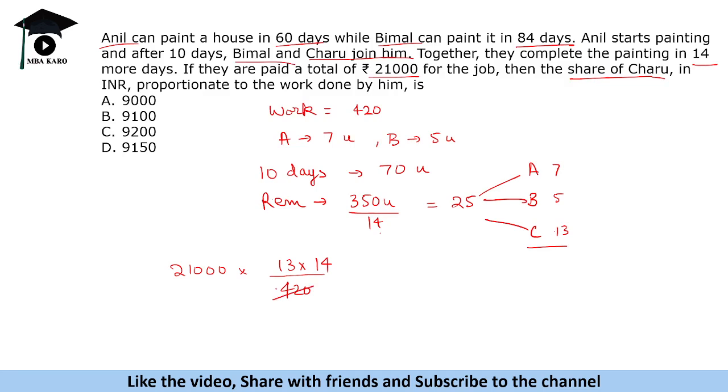If we see this, this is 50 times. So 50 into 14 is 700. 700 into 13, 9100. That will be the answer. Another way to do it is by seeing the options. See, it's a multiple of 13. You can see that this is the only multiple of 13 given in the options. You could have skipped a step, but this is how you do it. 21,000 is paid, and how much contribution does Charu have? 420 is the total work, and 13 units per day into 14 days, because she's working for 14 days. So that will be the answer, 9,100.